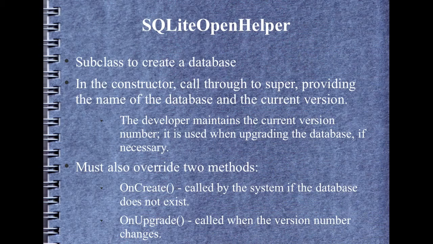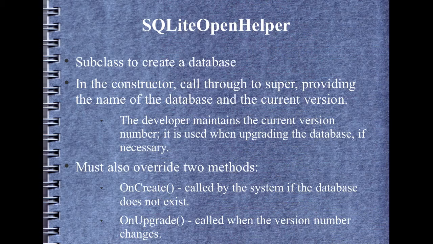We subclass, as I already said, SQLiteOpenHelper to create a database. In the constructor of this subclass, we call through to super, and we provide the arguments that are already in the constructor along with one other piece of information, which is the name of the database and the current version. Now, the name of the database can be anything we want it to be. The current version must be a monotonically increasing integer. In other words, if we start with version 1, the next version number must be 2. It can't be 1.01 or anything like that. Just major versions only.